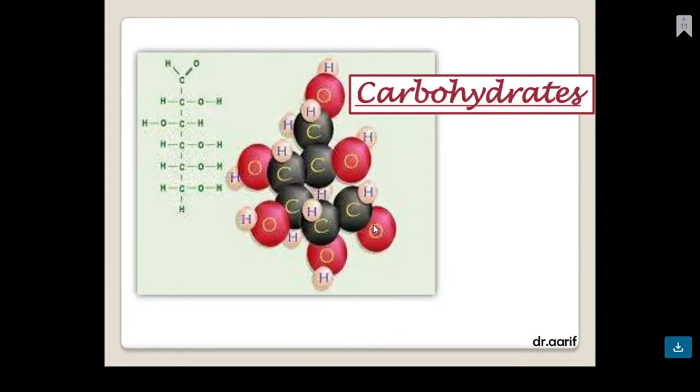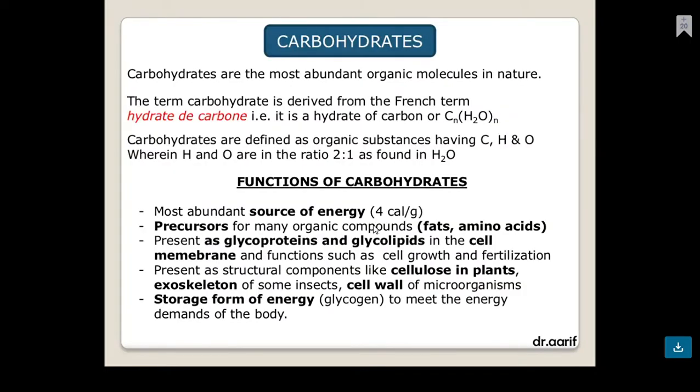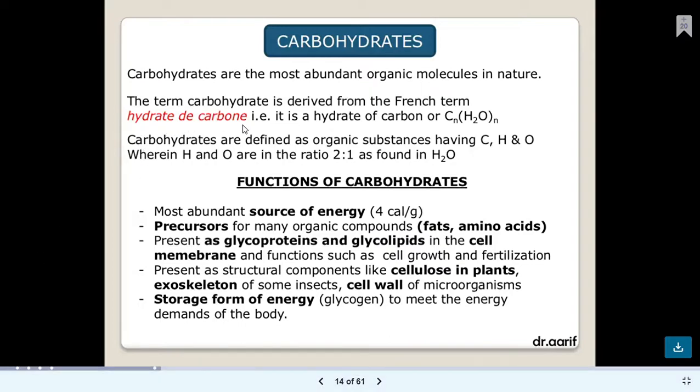So let us see the first basic biomolecule, called carbohydrate. Carbohydrates are actually the most abundant organic molecules in nature. The term carbohydrate is derived from the French, meaning hydrate of carbon, that means it's a hydrate of carbon or CnH2nOn. So carbohydrates are defined as organic substances having carbon, hydrogen and oxygen, where hydrogen and oxygen are in the ratio of 2:1, that is found in water, like H2O.